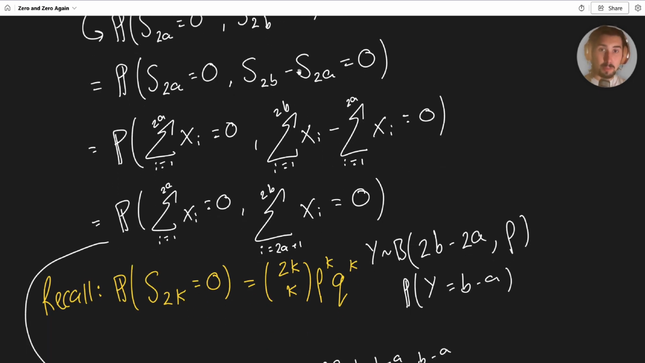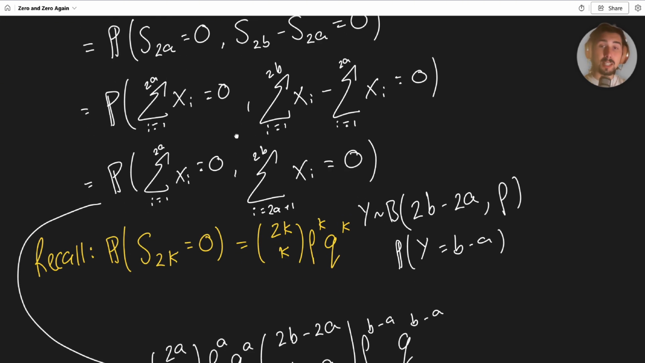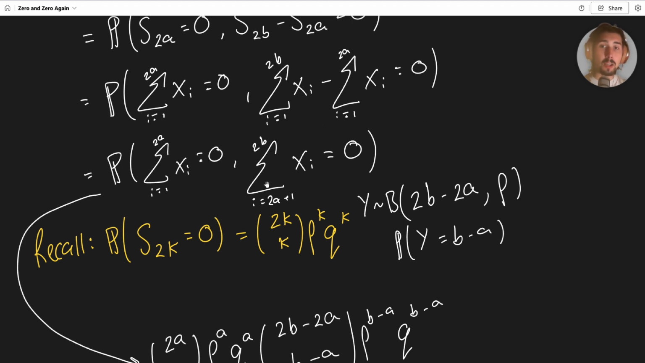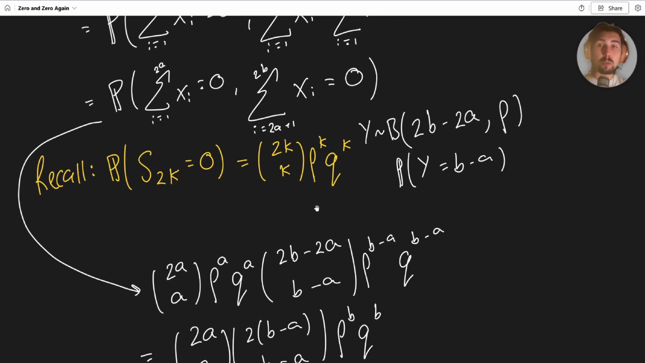These two events are now independent, because s sub 2b minus s sub 2a equaling 0 has nothing to do with s sub 2a equaling 0. You can clearly see that when you write this back out in sigma notation, in summation notation. You simplify that second sum, and you realize that none of the xi's that were on the left appear in this condition on the right. None of them. So you do not have any information about the sum from 2a plus 1 to 2b. That's why they're independent. Then we recall what we did from the last video.